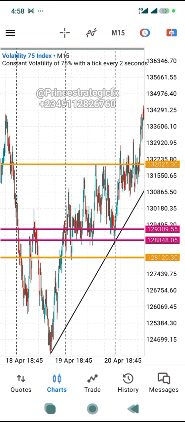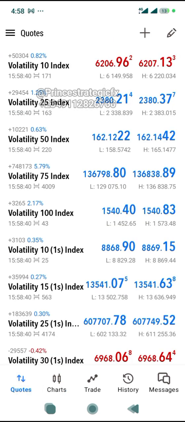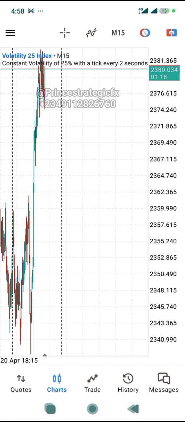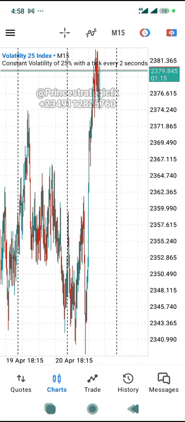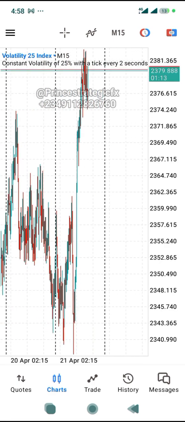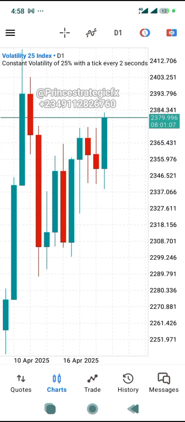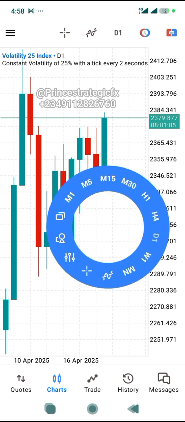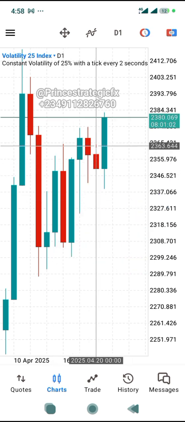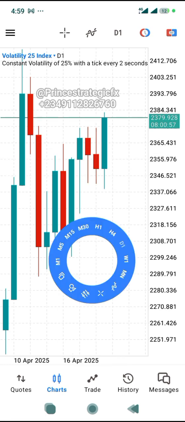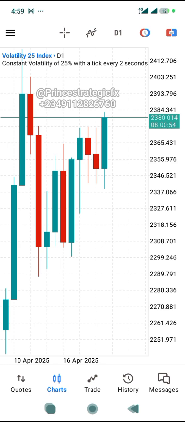Now let's check out another pair that has nothing to do with volatility 75. Let's go with volatility 25, right? So you can see I've already activated this separator on this chart, but let's head over to the daily time frame. Here on the daily time frame, you can see this here is our previous daily candle, right? That was yesterday's candle, right?